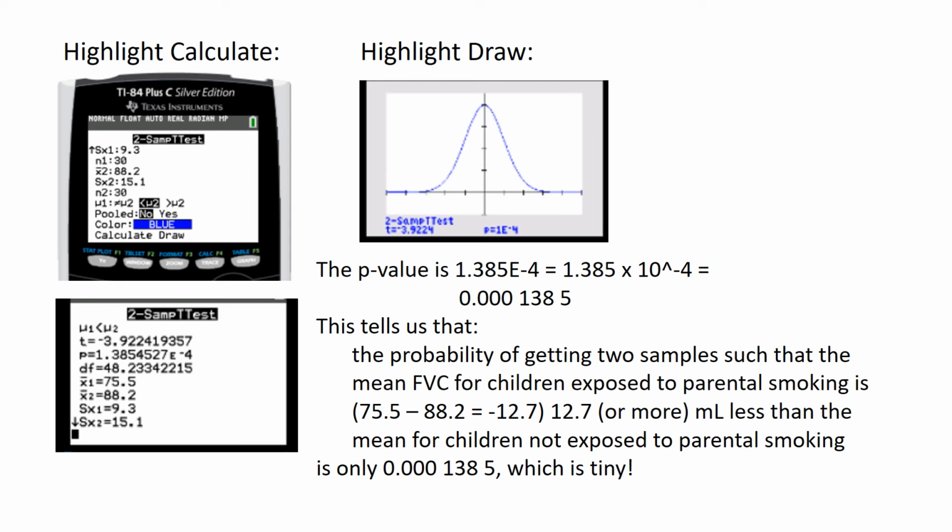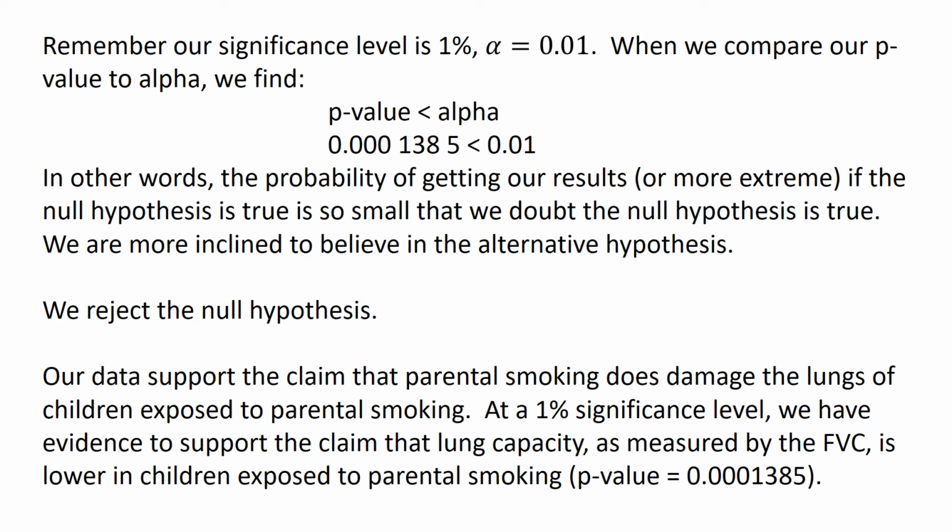0.0001385. That's tiny. The probability of getting that big of a difference, 12.7 milliliters or more, where the mean for children exposed to parental smoking is 12.7 milliliters or more less than the mean for children not exposed to parental smoking, is tiny. That probability of getting those results is so tiny if the null hypothesis is true that we can't even see it on a graph.